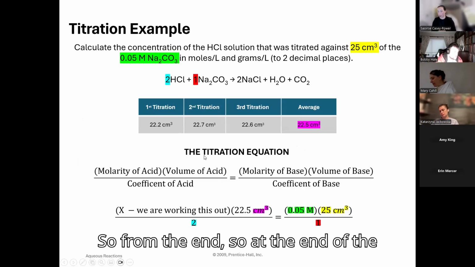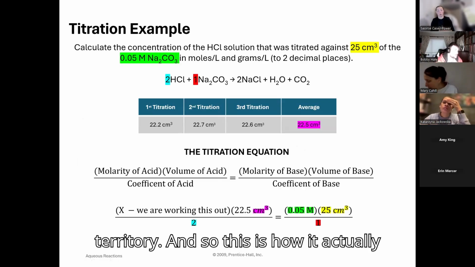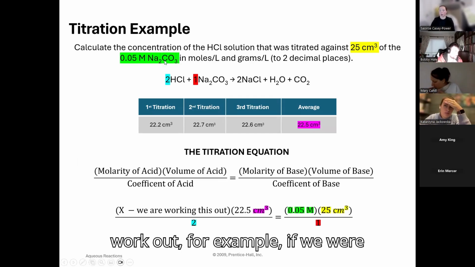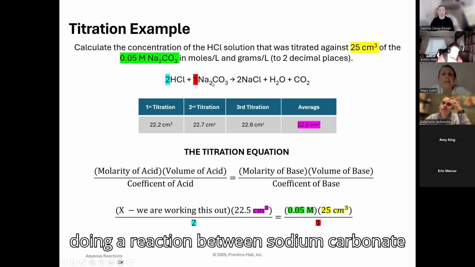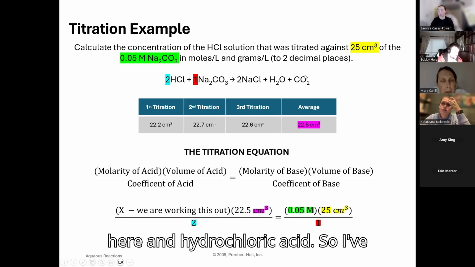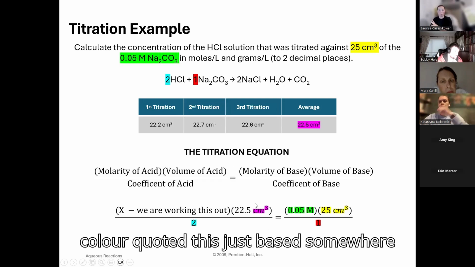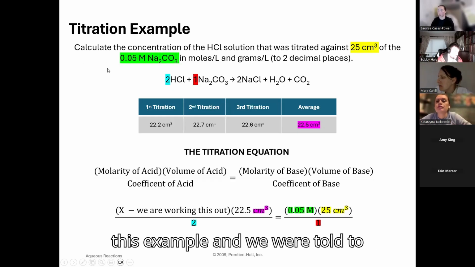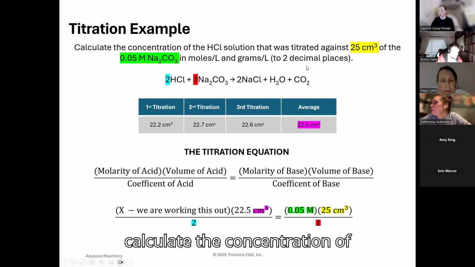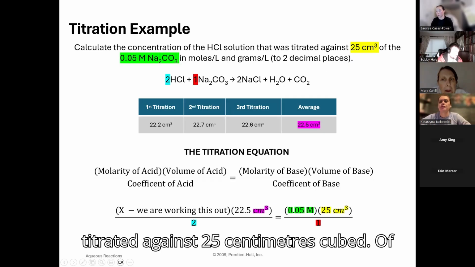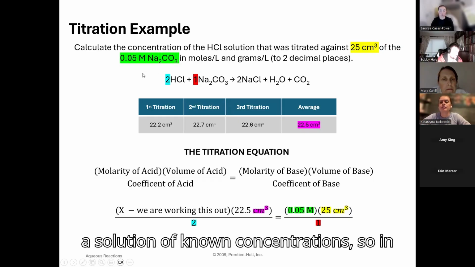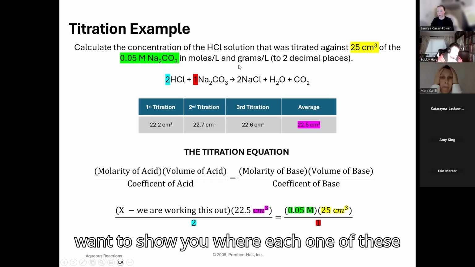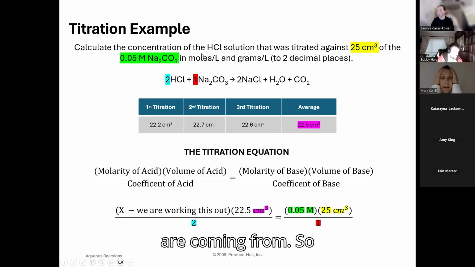At the end of a titration, this is how we'd actually work out the concentration of the unknown. For example, if we were doing a reaction between sodium carbonate and hydrochloric acid. I've color coded this based on where each of these figures are coming from. We were given this example and told to calculate the concentration of a hydrochloric acid solution that was titrated against 25 centimeters cubed of a solution of known concentration, in this case 0.05 molar. We'll work that out in moles per litre and grams per litre. Don't worry about this too much, I just want to show you where each one of these is coming from.